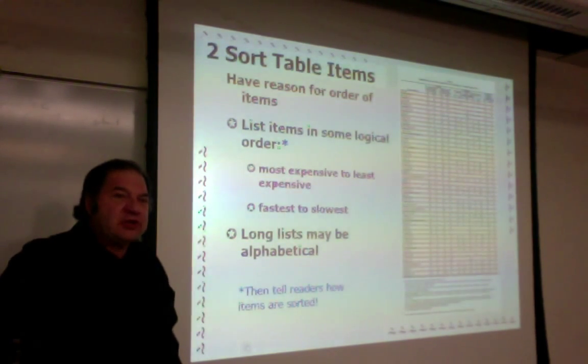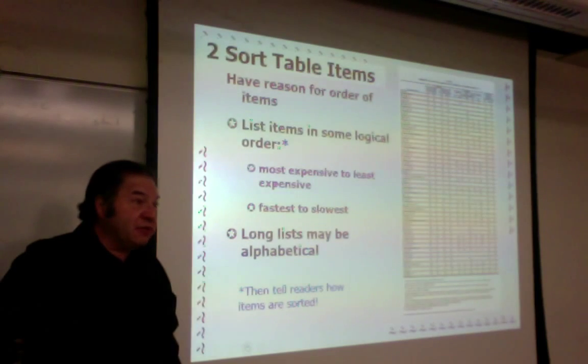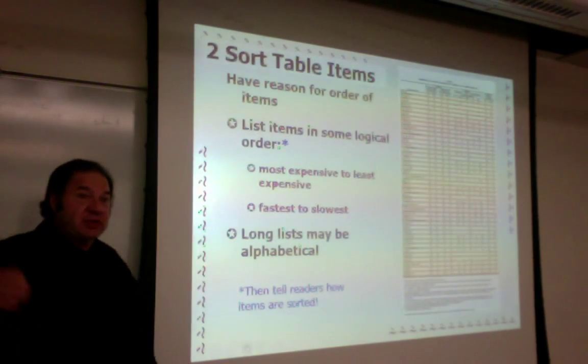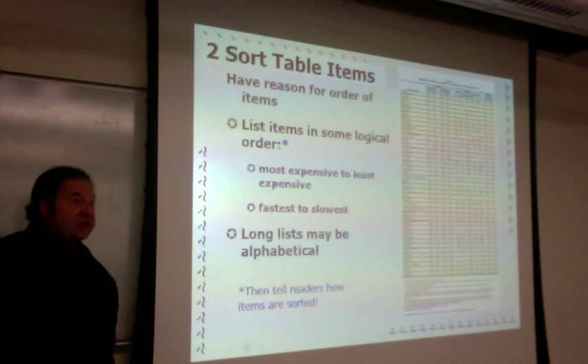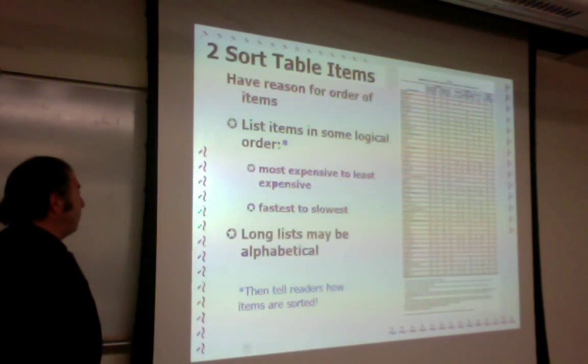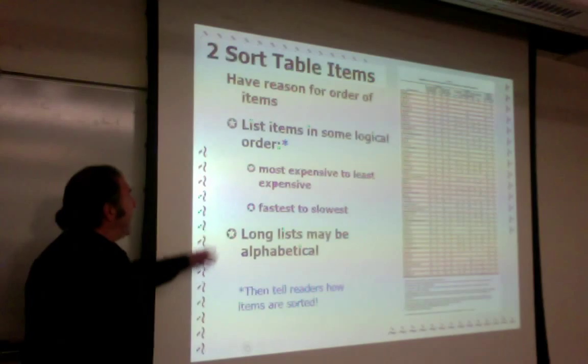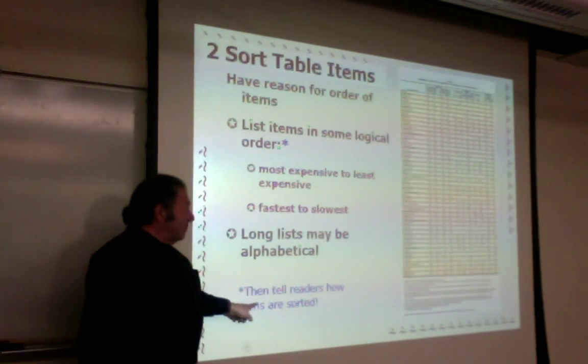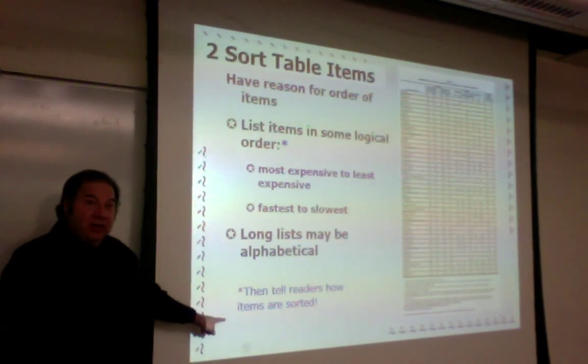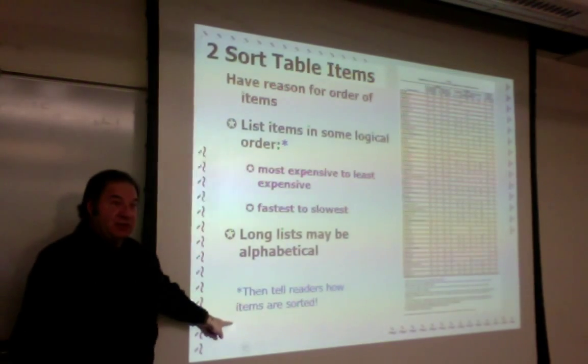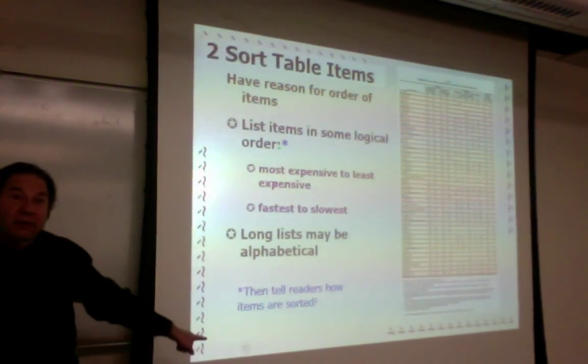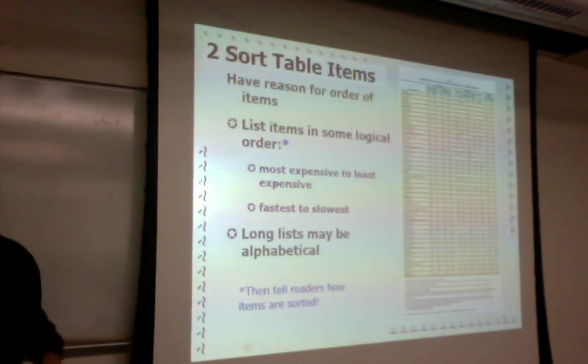No, I can't think of anything either. All right? So put them in some order that makes sense. Okay? Fastest to slowest. Tallest to shortest. Most expensive to least expensive. Right? Newest to oldest. Closest to furthest. Some order that makes sense. That's going to make it a lot easier for people to take a look. And then you need to have a note at the bottom telling readers how they're sorted. So if you're going from most expensive to least expensive, put a note explaining how these things are ordered.